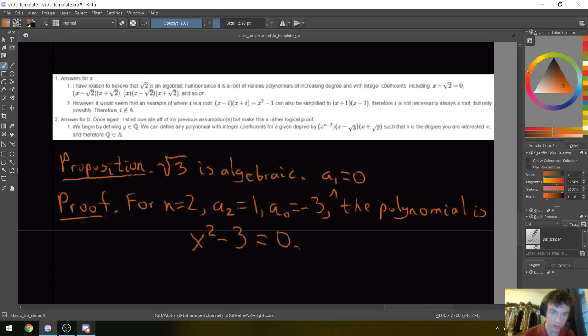But square root of 3 is a root of that polynomial, right? So because square root of 3 is a root of a polynomial a0 plus a1x plus a2x squared, where I got to pick all of the a's, that means by definition square root of 3 belongs to the algebraics box.